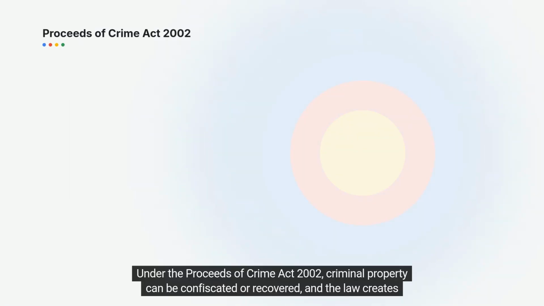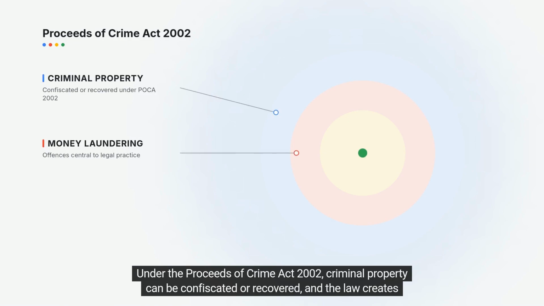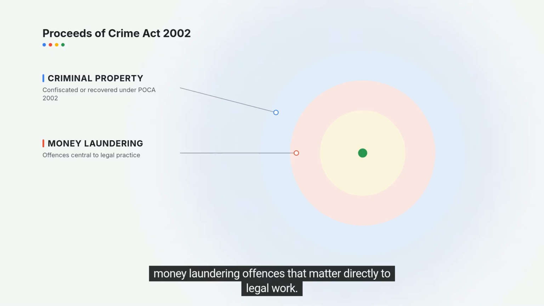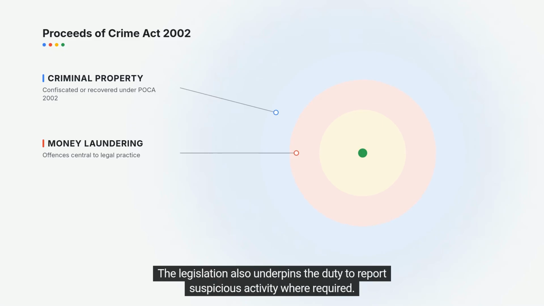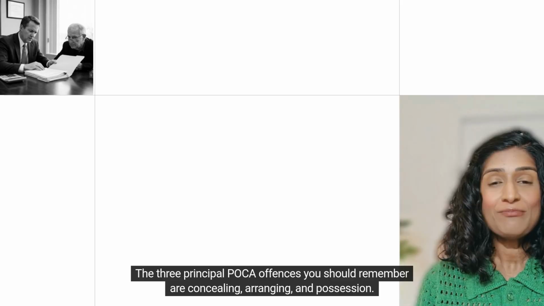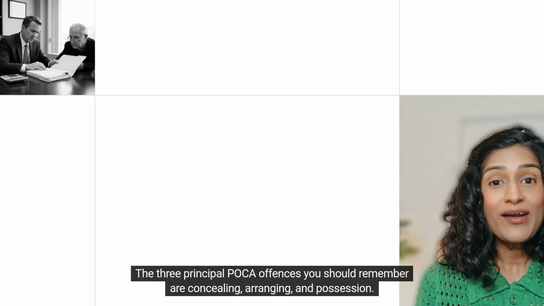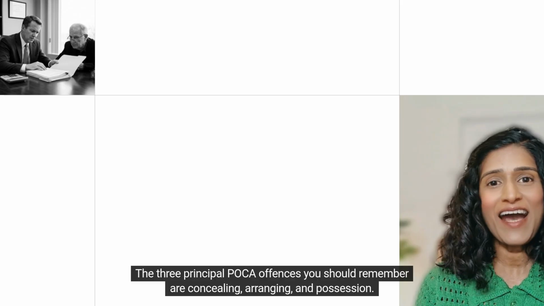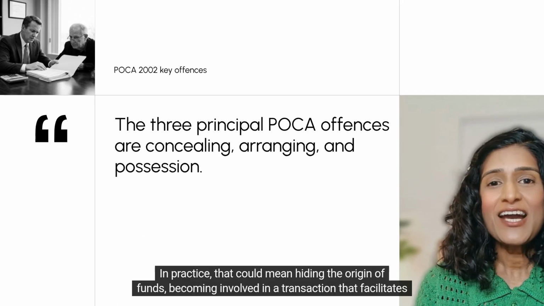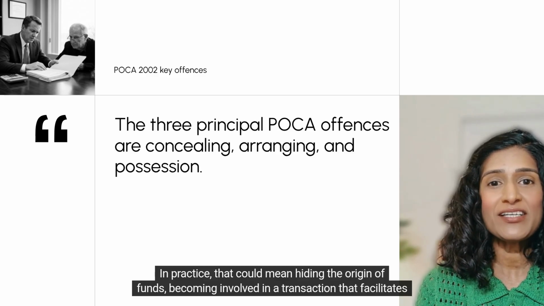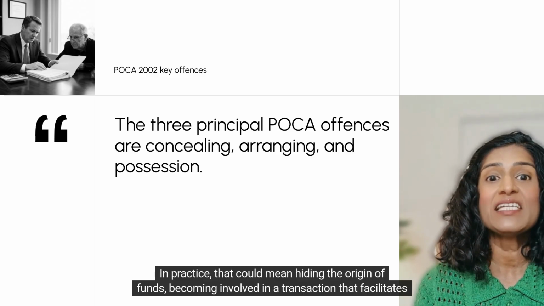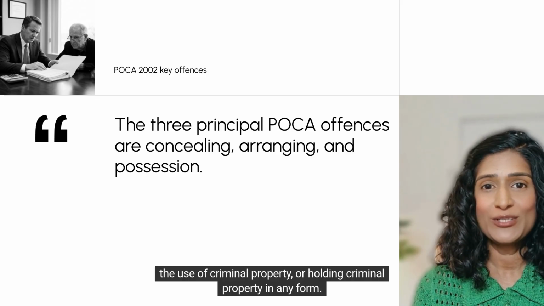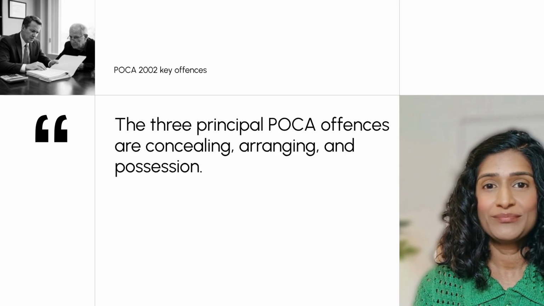Under the Proceeds of Crime Act 2002, criminal property can be confiscated or recovered, and the law creates money laundering offences that matter directly to legal work. The legislation also underpins the duty to report suspicious activity where required. The three principal POCA offences you should remember are concealing, arranging, and possession. In practice, that could mean hiding the origin of funds, becoming involved in a transaction that facilitates the use of criminal property, or holding criminal property in any form.